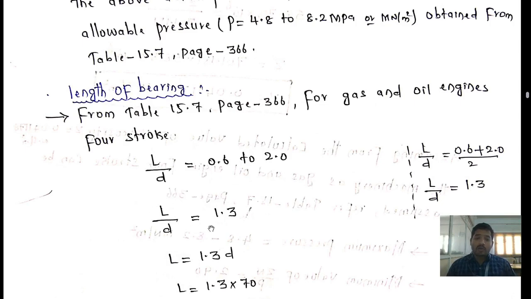So here, what I'm doing is taking the average value: (0.6 plus 2) by 2. 0.6 plus 2 should be how much? If you add this value and divide by 2, then you will get the answer 1.3. Clear? This 2.6 by 2 gives 1.3. So for that reason, we are taking the average value as 1.3.